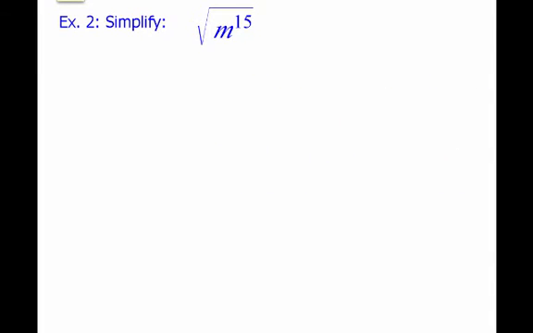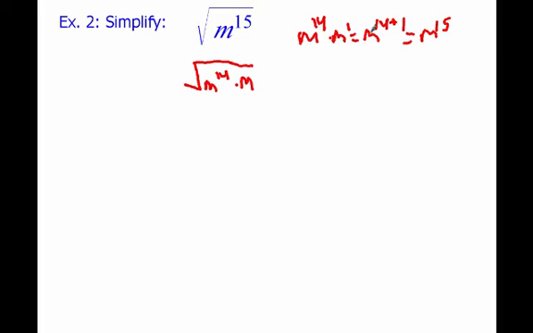We want to simplify m to the 15th power. So m to the 15th. 15 is not an even number, so this is not a perfect square. But m to the 15th, I can think of that as m to the 14th power times m, right? Because m to the 14th times m is m to the 14 plus 1, remember this is m to the first, so m to the 15th. So I can split my m to the 15th into m to the 14th times m.